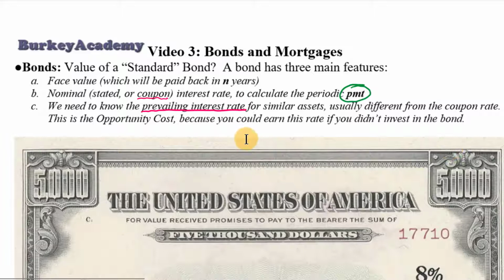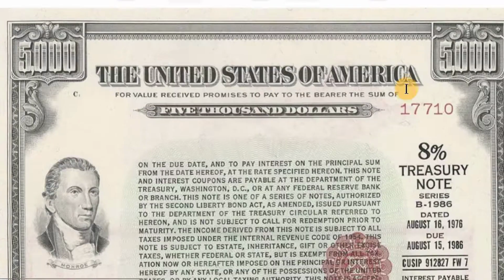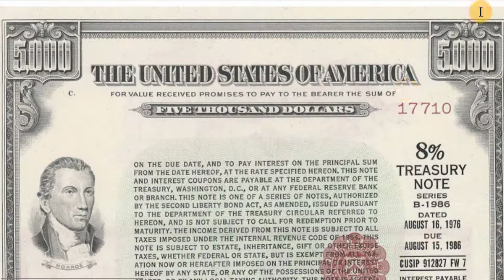So we think about this as the opportunity cost, since I'm an economist. If I have my money tied up in this bond, I could be earning some other amount in a similar kind of asset. So this one is a $5,000 bond, and so that is our face value.